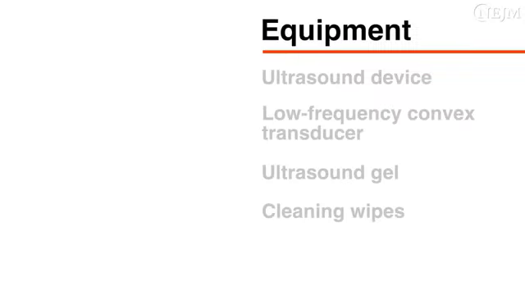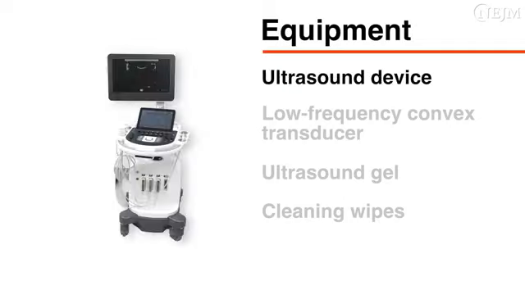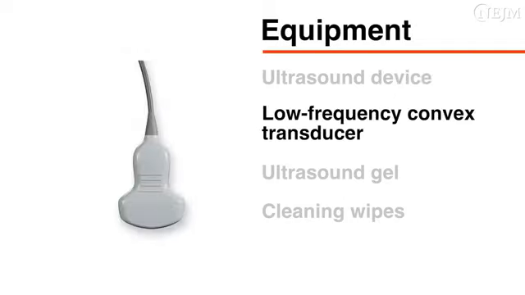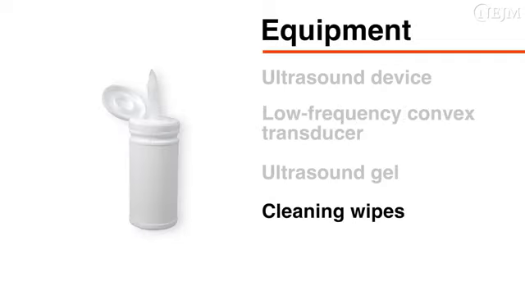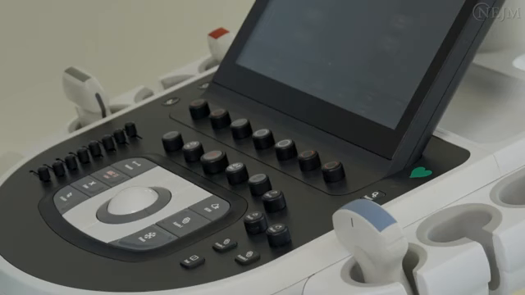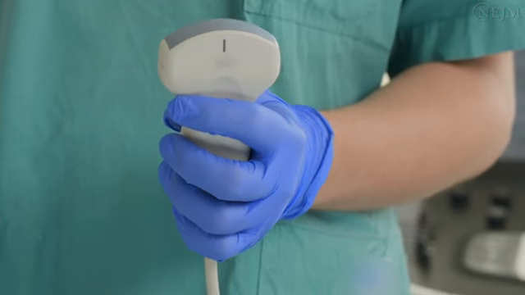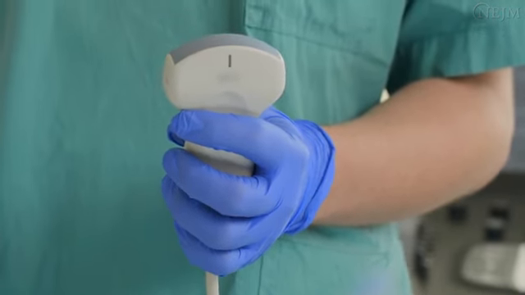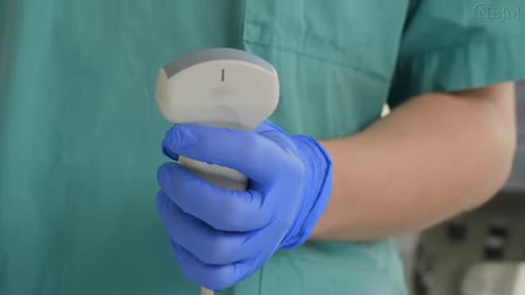To perform point-of-care lung ultrasonography, gather the necessary equipment: an ultrasound device, a low-frequency convex transducer, ultrasound gel, and cleaning wipes to decontaminate the equipment after the examination. Although the examination can be done with various types of probes, convex and microconvex are the ones most widely available and suitable to perform the study.